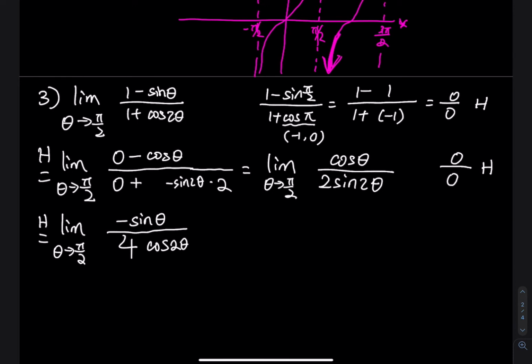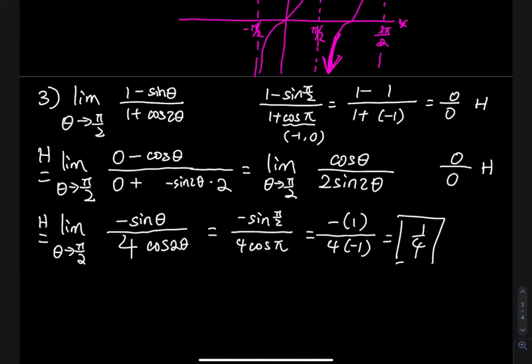So this one we can just plug in negative sine of pi over 2 divided by 4 times cosine of pi. So this is negative 1, right? And then 4 times cosine of pi is 4 times negative 1. So that is just equal to 1/4. So that is the answer of number 3.